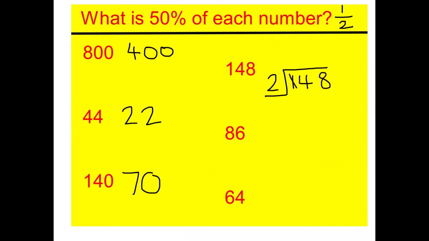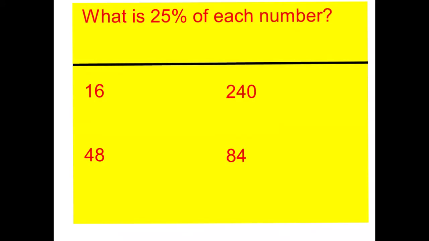2 into the 1 does not go. 2 into 14 goes 7 times. 2 into 8 goes 4. So 50% of 148 is 74. 50% of 86, divide that by 2 to find half of it. So 50% of 86 is 43. The final one, 50% of 64, again divide it by 2 to find half of it. So 50% of 64 is 32.